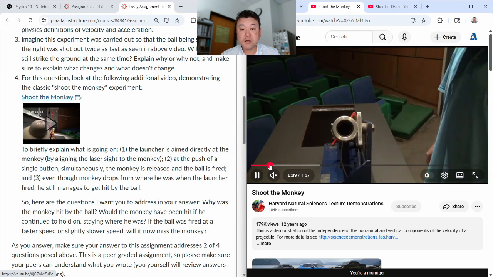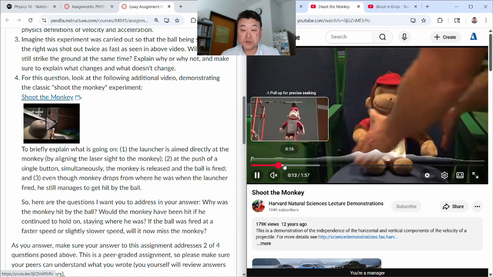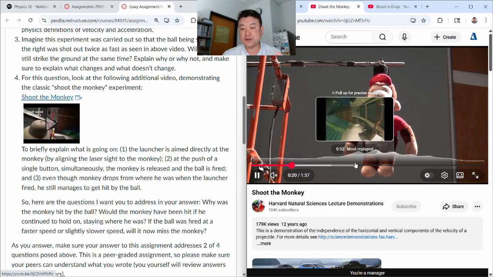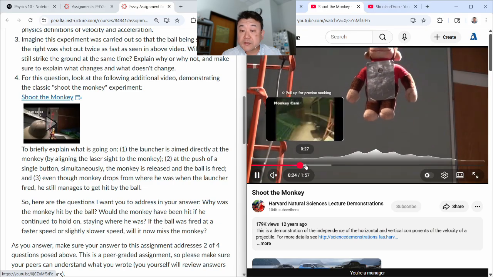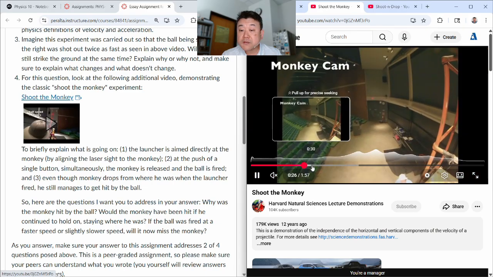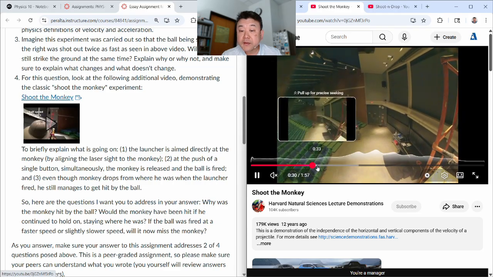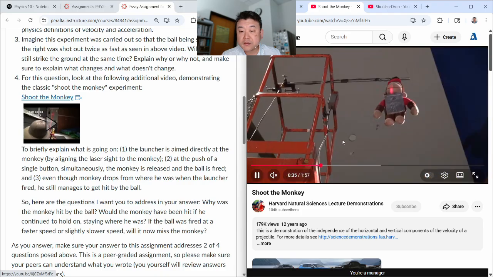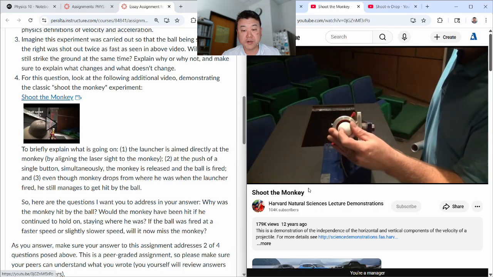So this is where you see the setup. This is the gun. It's laser aligned to this target monkey. It's a tranquilizer dart that's going to hit the monkey. And let's see, do I see the laser thing? Yeah. So as the laser is aimed at the monkey, you see that, so that's how the target is aligned in a straight line.